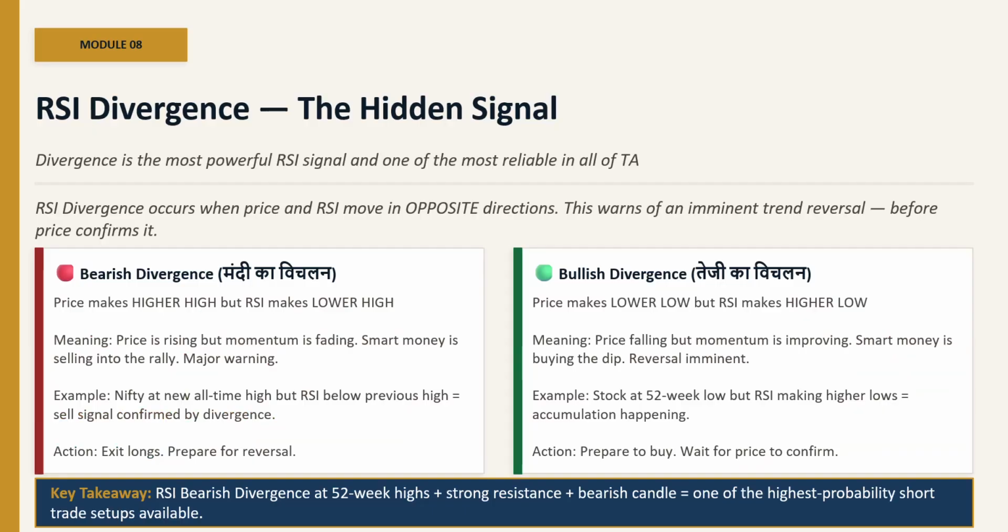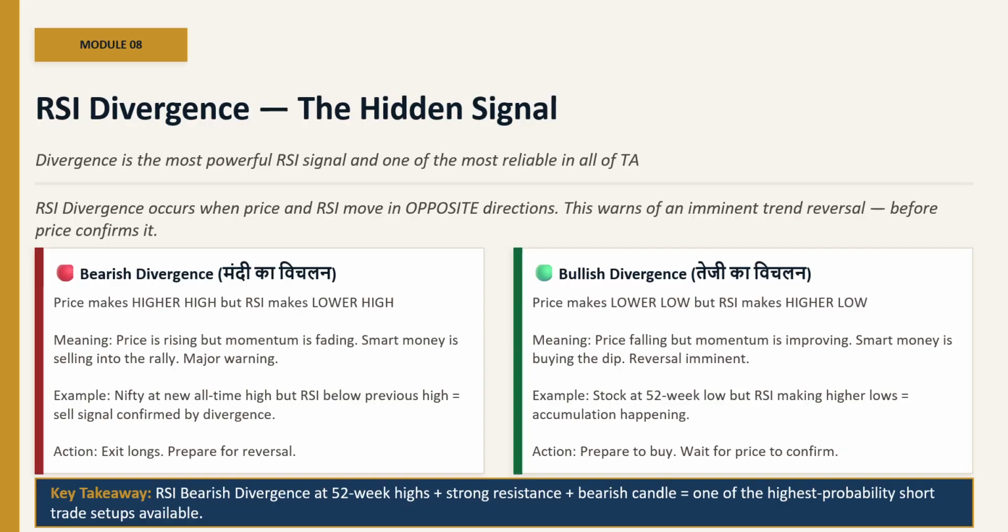RSI divergence. RSI divergence is the most powerful RSI signal and one of the most reliable signals in all technical analysis. Pay very close attention. Bearish divergence. Price makes a higher high but RSI makes a lower high. Price is rising but the momentum behind that rise is fading. Smart money is selling into the rally. This is a major warning that a reversal is coming before price confirms it.